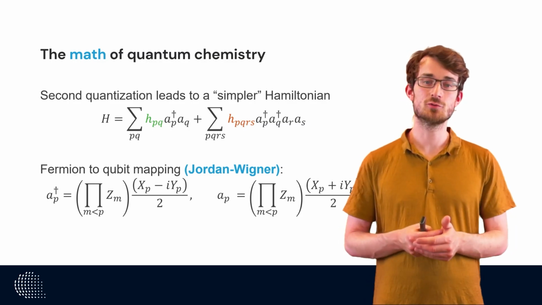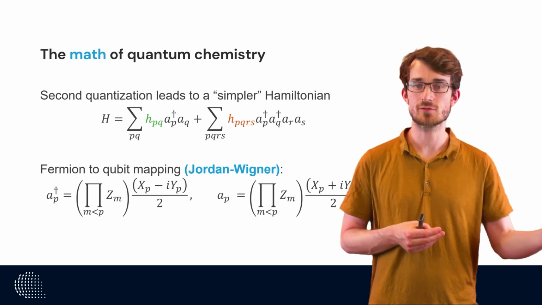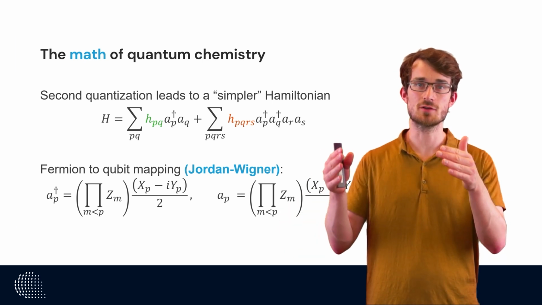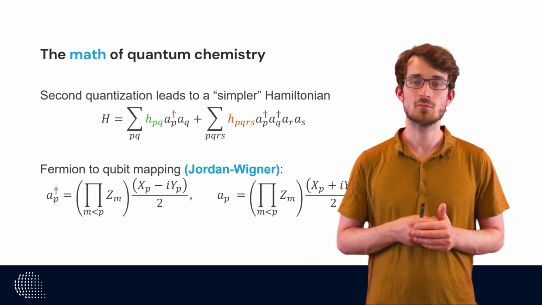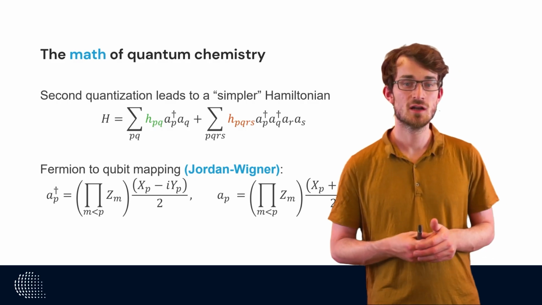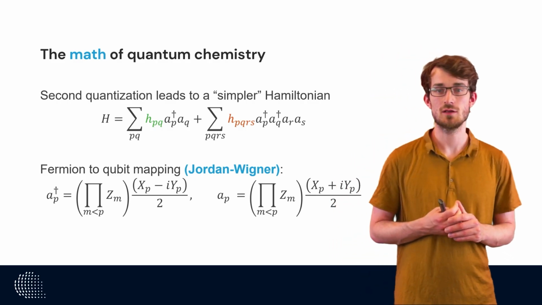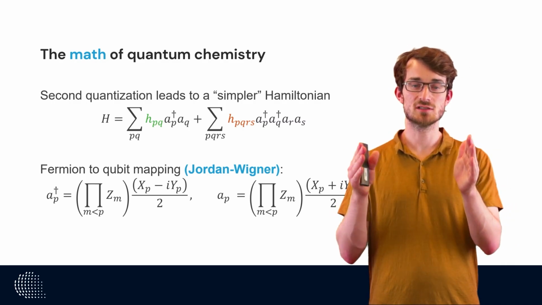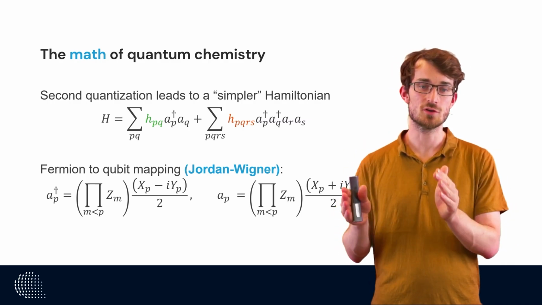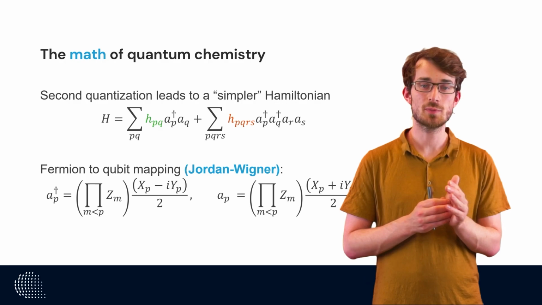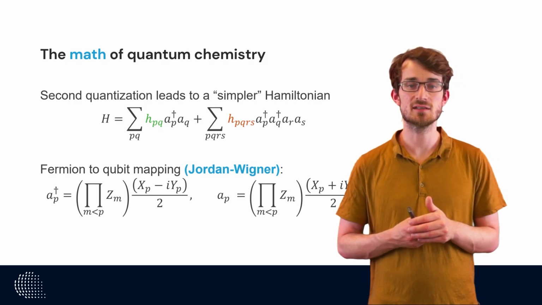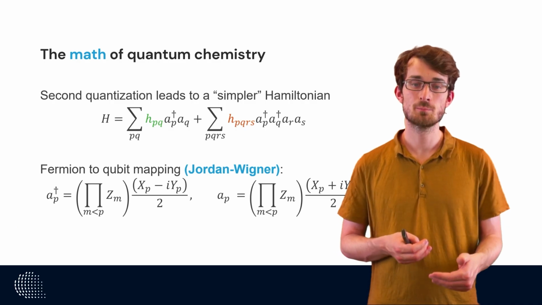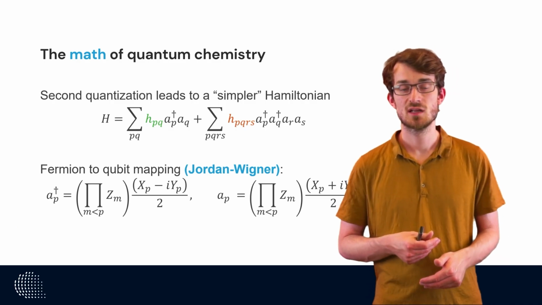A very standard way of doing that is called the Jordan-Wigner transformation. There are also other transformations, for example, the Parity-Kitaev transformation, but we will not discuss that in this video. The way the Jordan-Wigner transformation works is that you take a product of sigma z operators for the first p-1 qubits, and then you multiply it by the sigma x and sigma y operators for qubit p.